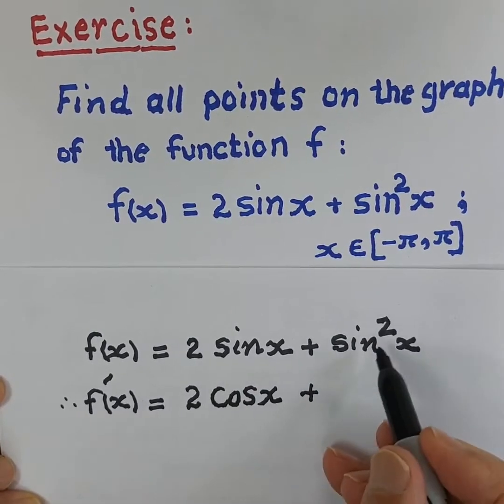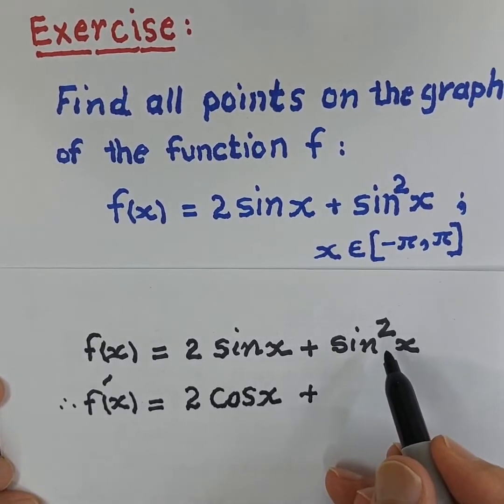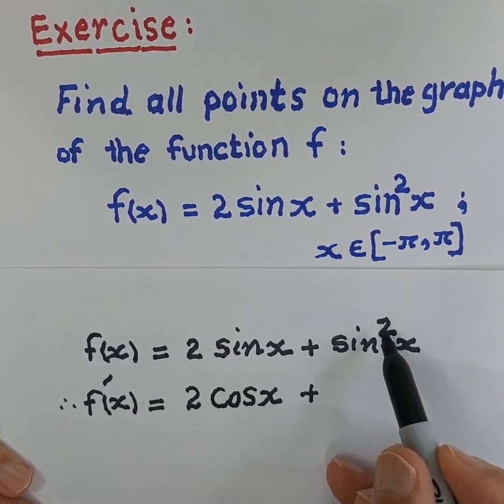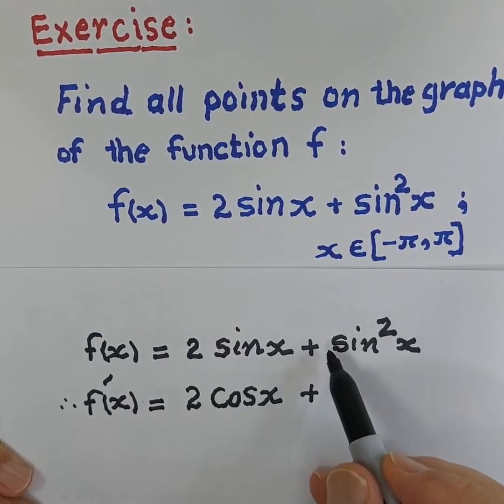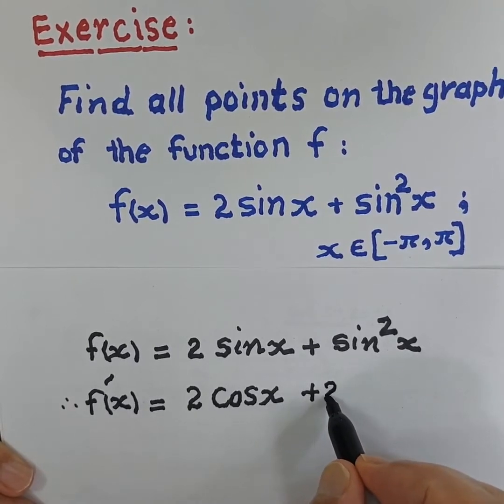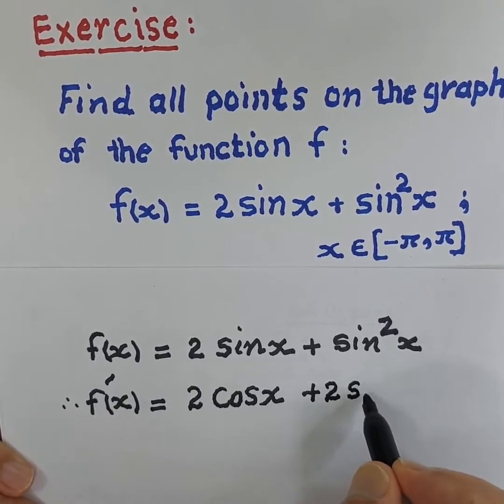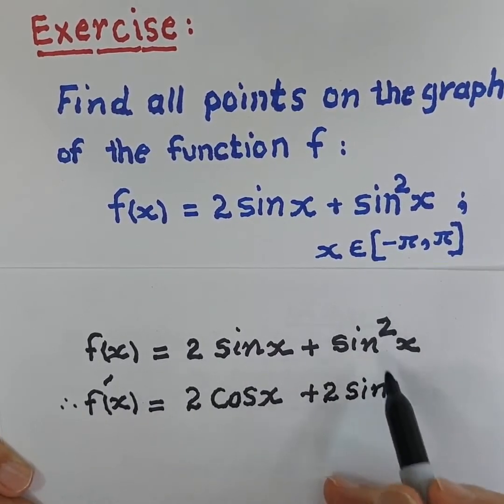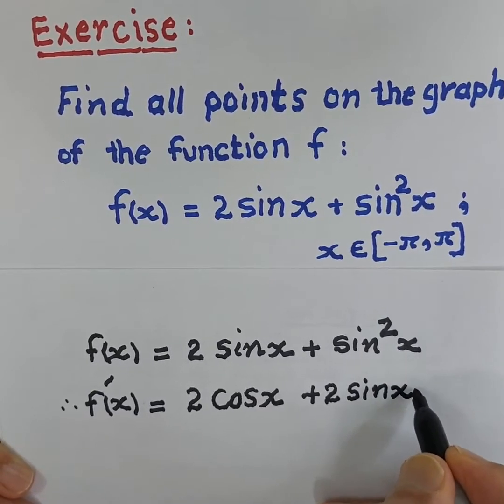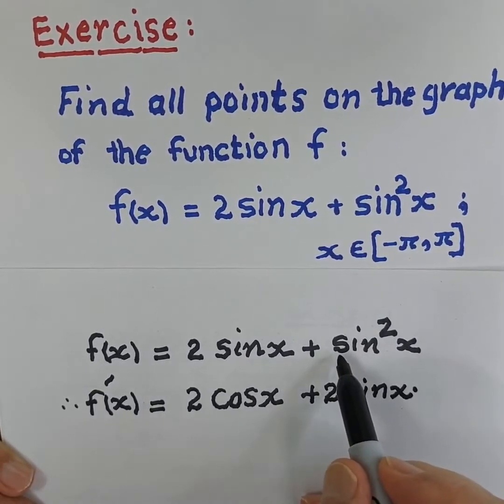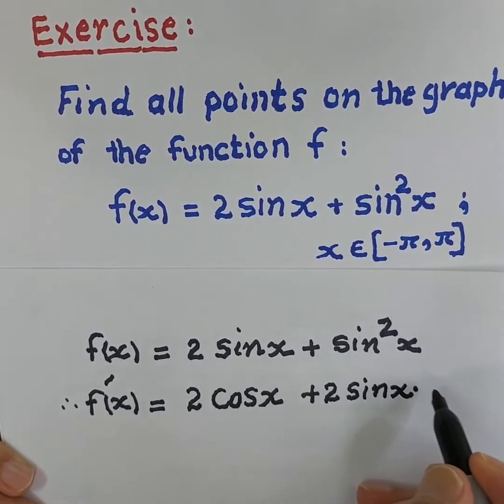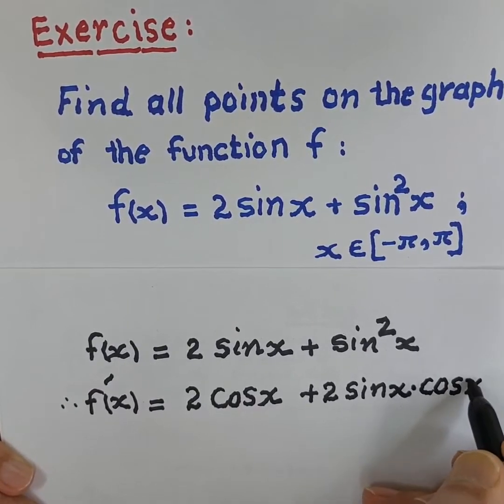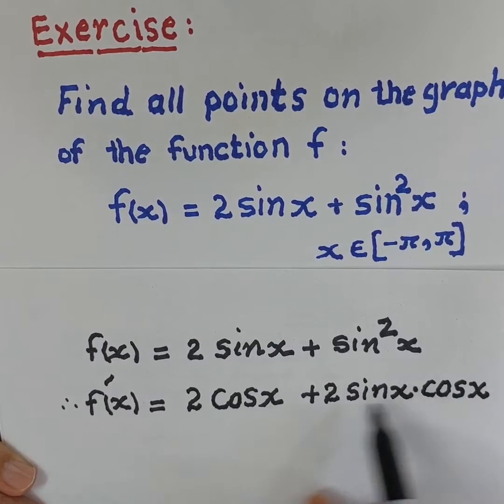And for sine square x, here by the chain rule, which we mentioned in the last video, we start with the power, take it in front, so we write here 2 sine, and now the power decreased by 1, so 2 minus 1, that means 1, and then we multiply by the derivative of sine itself, which is cosine x. So this is the derivative of the function.